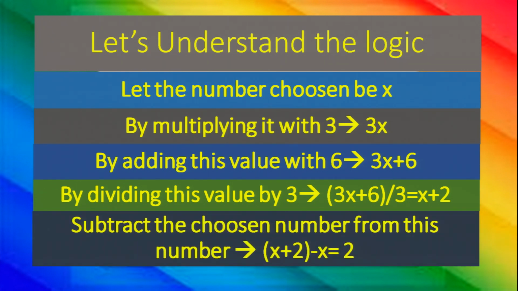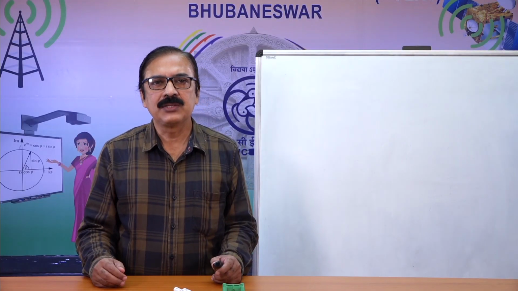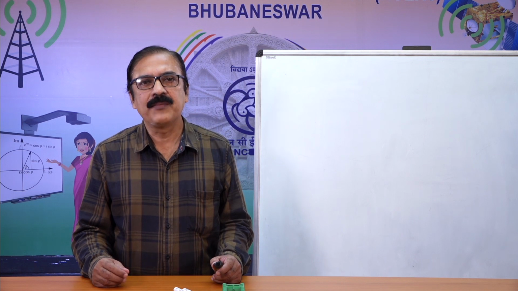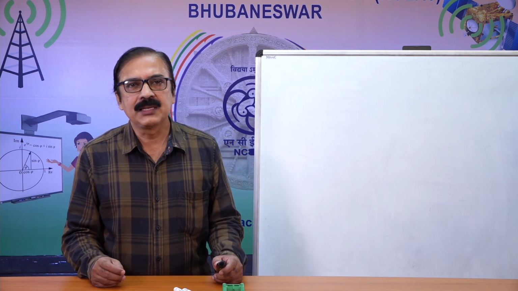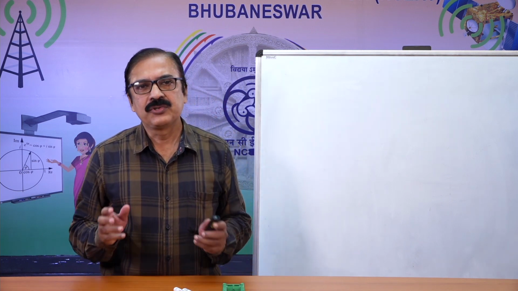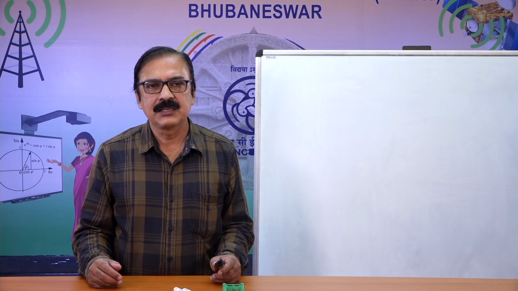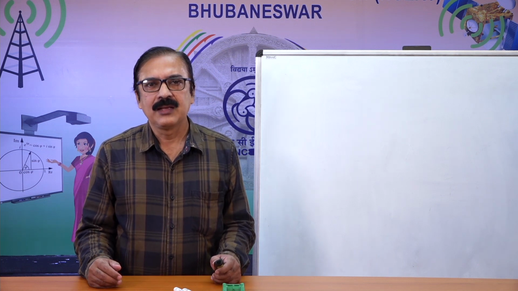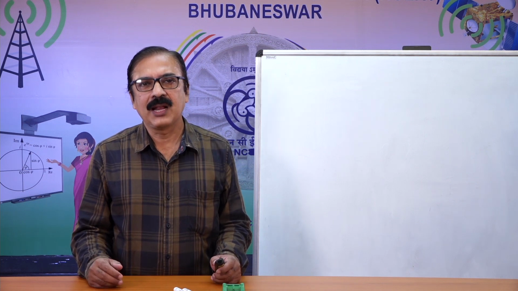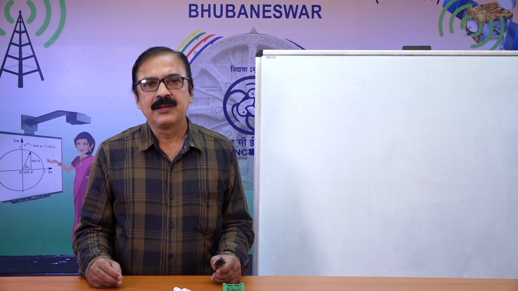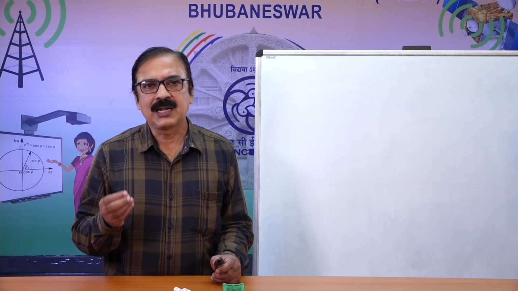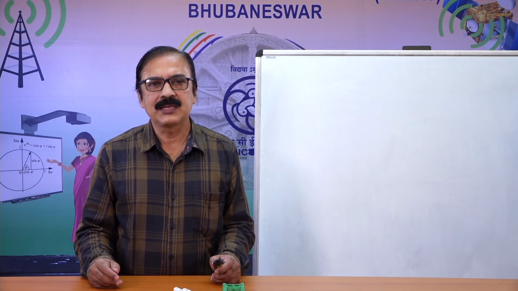Now we have to subtract the chosen number. The chosen number was x, so subtract this x from x plus 2. Then what remains? That is 2. This is not only true for the numbers between 1 to 9. Just for easy calculation, I gave you to choose from 1 to 9. You can choose any number in place of x. The result will be 2. So this is a situation in which we can express an algebraic expression where for any value of x we always satisfy the statement x plus 2 minus x equal to 2.